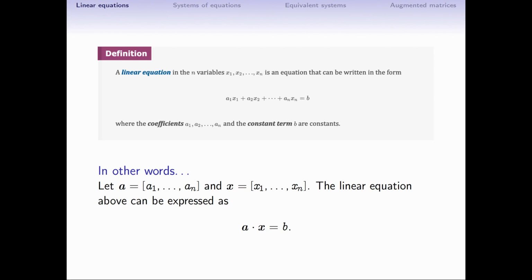It's often helpful to think of a linear equation geometrically. So in two variables, a linear equation is just the equation of a line, and in three variables, a linear equation is just the equation of a plane. In general, a linear equation in n variables produces what's called a hyperplane in n-dimensional space.